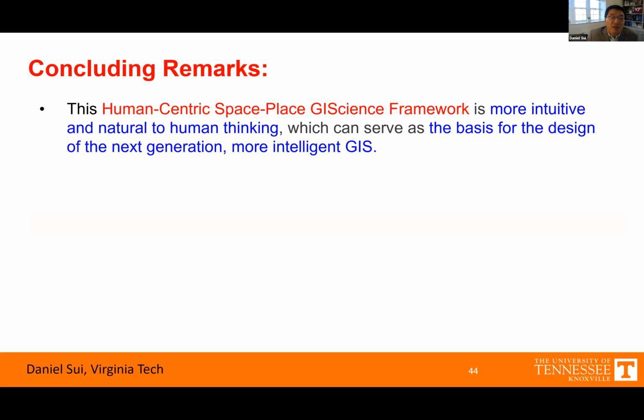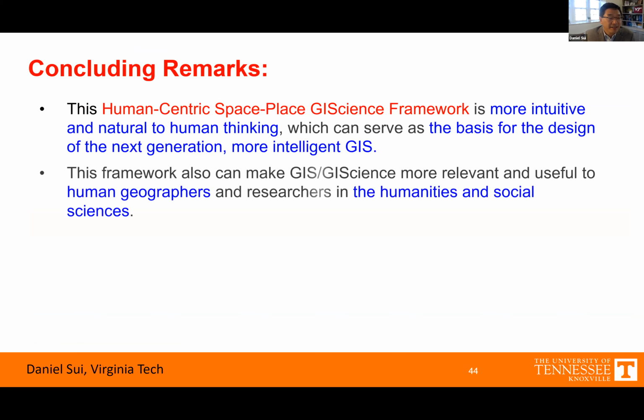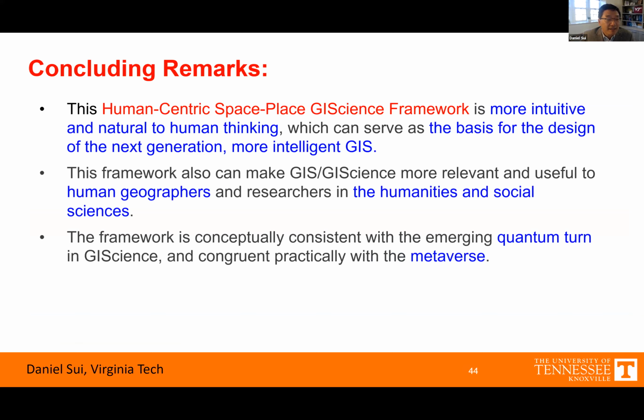First, this human-centric space-place GIS science framework is more intuitive and natural to human beings, which can serve as the basis for the design of a next generation, more intelligent GIS. Next. This framework can also make GIS science more relevant and useful for human geographers and researchers in humanities and social science. And this framework conceptually is consistent with the emerging quantum turn in GIS science, and also congruent practically with the emerging metaverse pursued by industry.